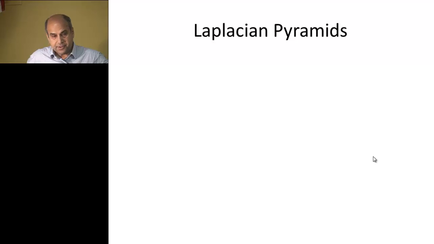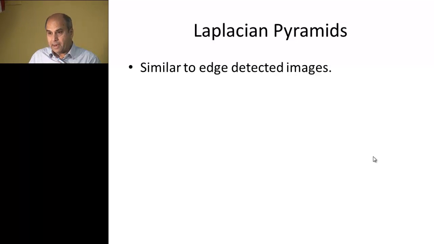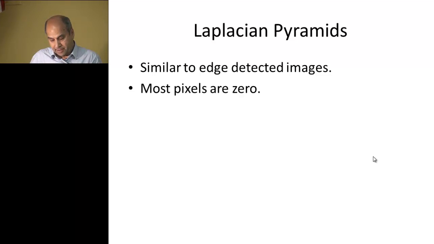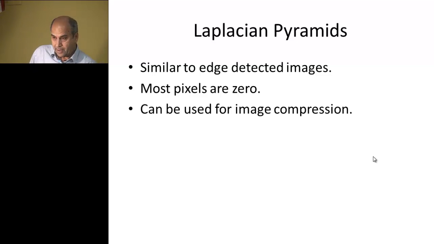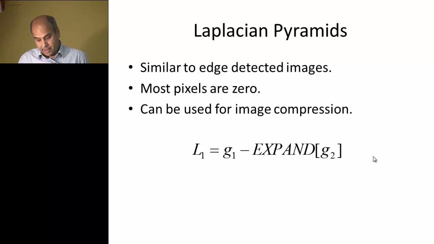Now another interesting pyramid which is very useful, and you can relate this to the shift operator which we have talked about, is called the Laplacian pyramid, or even the Laplacian Gaussian edge detector. The Laplacian pyramid will actually give you pixels which are like edge pixels. It will look like an edge image. In a Laplacian pyramid, most of the pixels are 0. It can be used for image compression, and there are many uses of the Laplacian pyramid. We are going to define it in terms of the Gaussian pyramid.